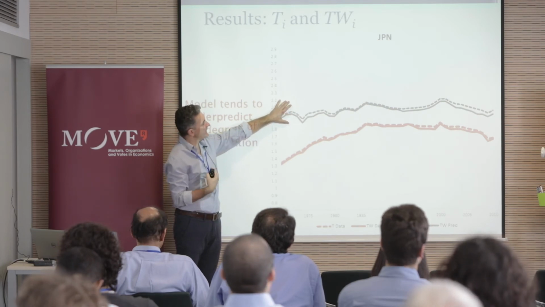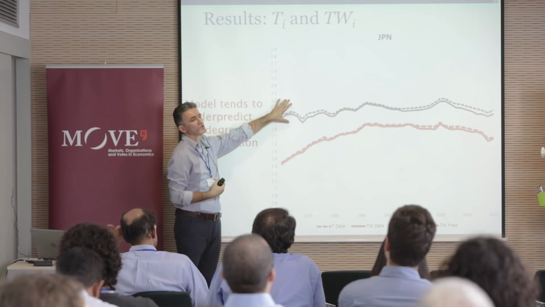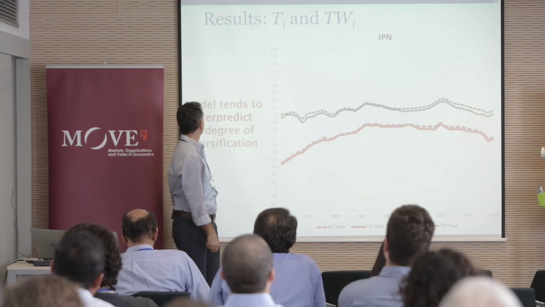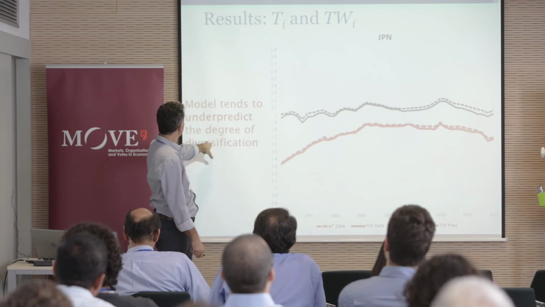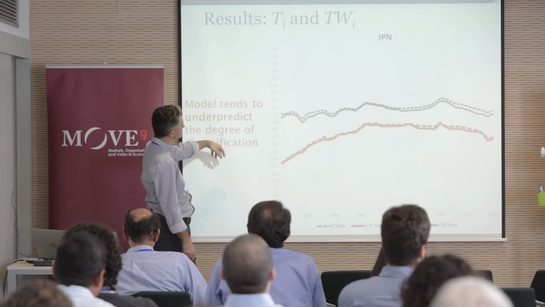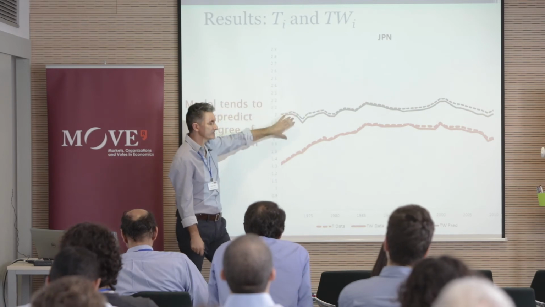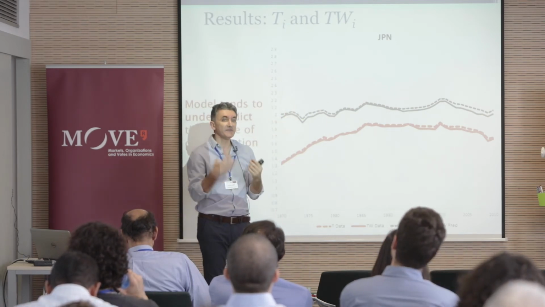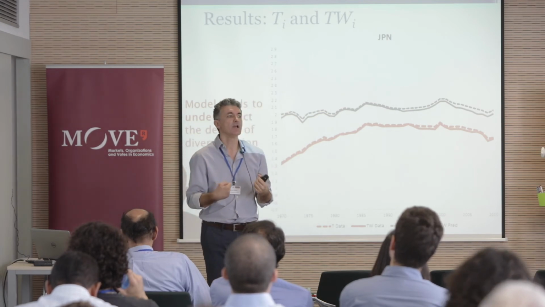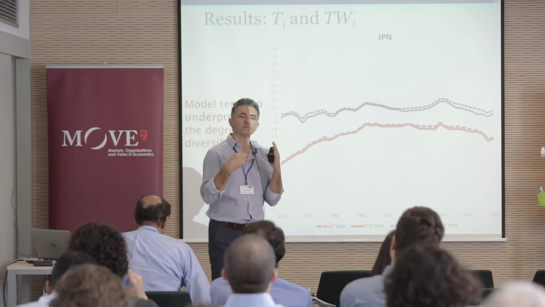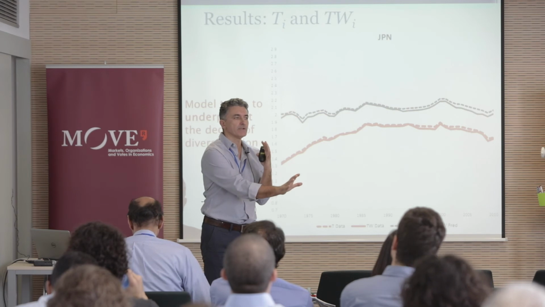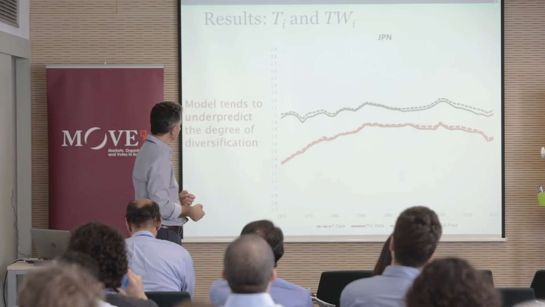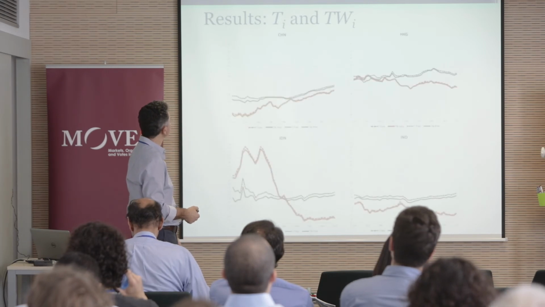The model predicts too much concentration. Sorry, diversity, no, concentration. Yes, too much concentration. So it means that variation in efficiency is also responsible for the evolution of higher diversification. I'm going to be done very fast. So that's one of the predictions.